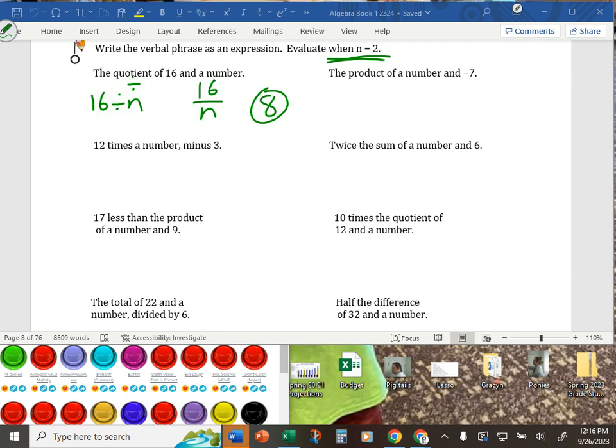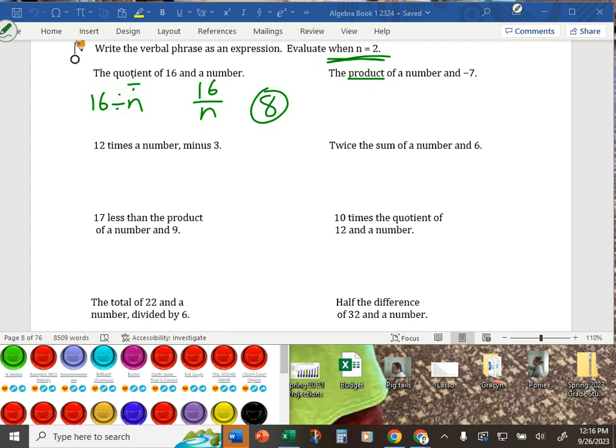The next one, the product of a number and -7. What's the key word? Product. Product means what? Multiplication, right? So we're multiplying. What are we multiplying? A number and -7, okay? And if you think back to last year, when you've got a variable and a number being multiplied, which typically is written first? The number, yeah.